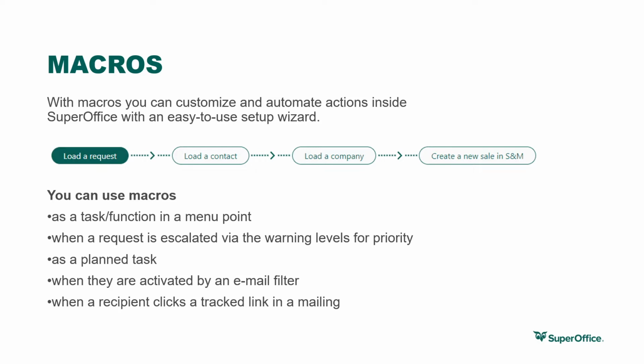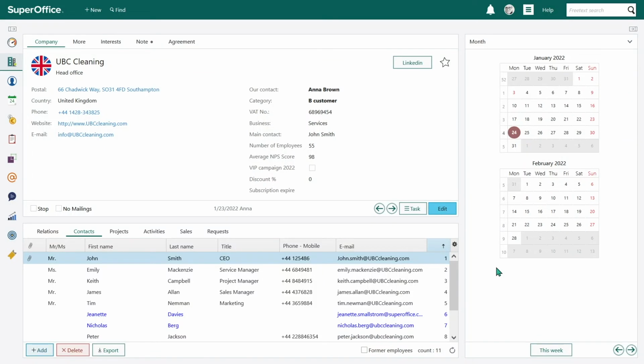Another example is when a recipient clicks a tracked link in a mailing. Let's take a look at some examples in SuperOffice. In this demo, we will take a look at macros and how it's set up inside the admin client first, so we get an understanding of what we can do with macros.